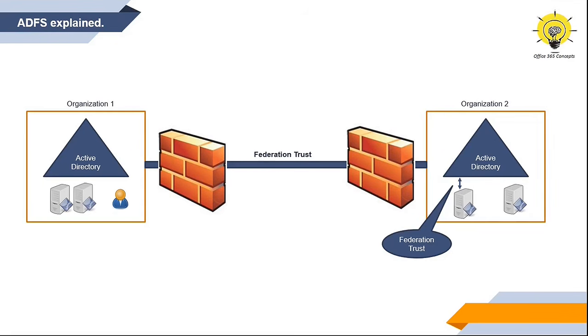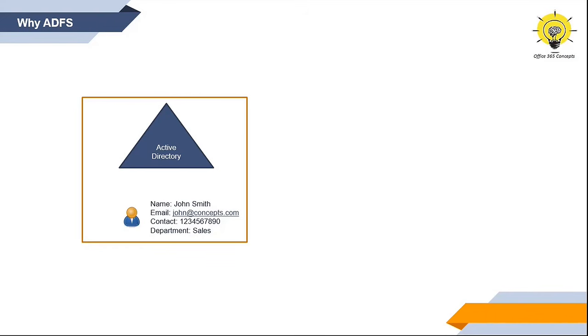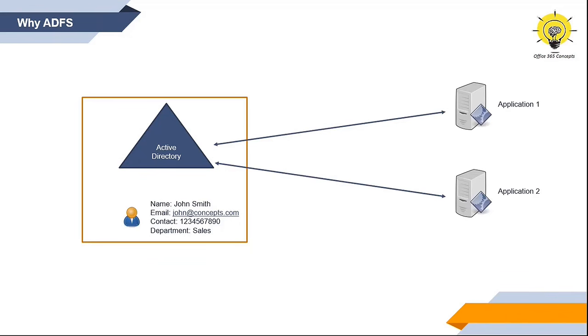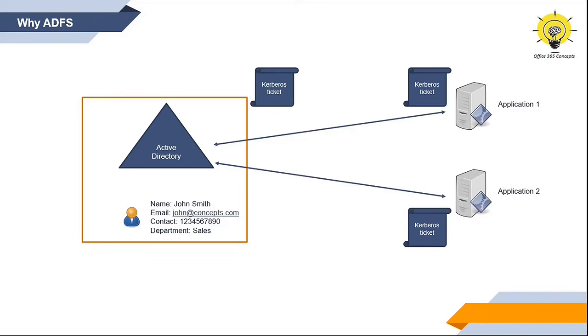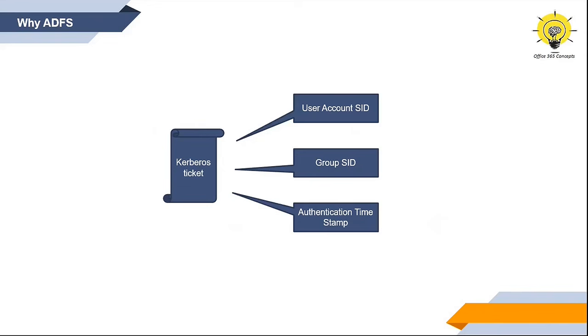Let's consider one more example and let's understand why do we need ADFS. When an Active Directory user account wants to access certain applications, Active Directory will generate a Kerberos ticket once the user has been authenticated. And this Kerberos ticket will be sent to the applications that this user is trying to access. Now, one thing to note here is that Kerberos ticket will always contain same set of attributes. A Kerberos ticket contains user account SID, group SID, and authentication timestamp.